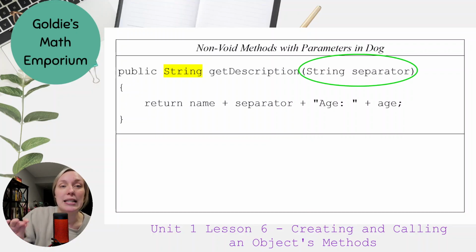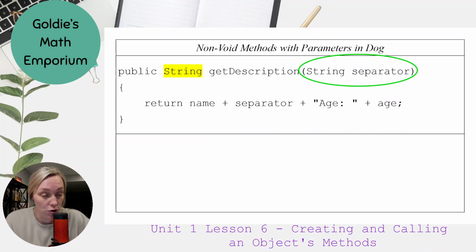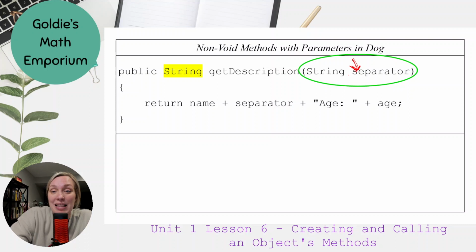Okay, so notice it's non-void because I am returning a string. It says public String, so I'm going to return a string value. And then in parentheses, I have String separator. So again, that means when I call on this method, I'm going to pass it some data that's going to stand for the separator. Okay, so that separator is going to be a placeholder for this right here. So whatever data I pass it, that data is going to get put right here.